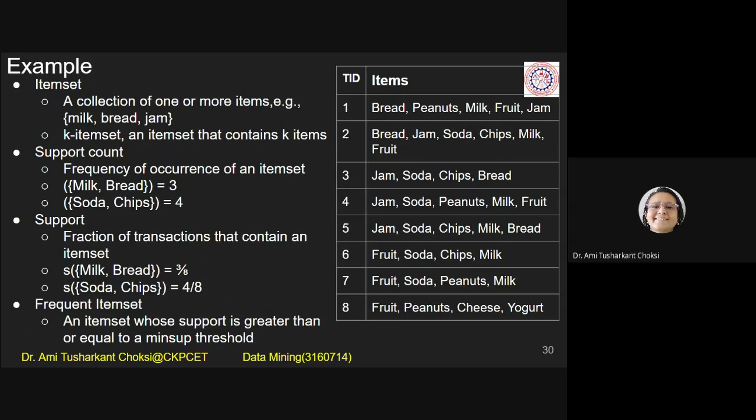Now what is a frequent item set? An item set whose support is greater than or equal to the minimum support threshold. An item set is called frequent when its support is greater than or equal to the minimum support. Then we say that that particular item set is frequent.